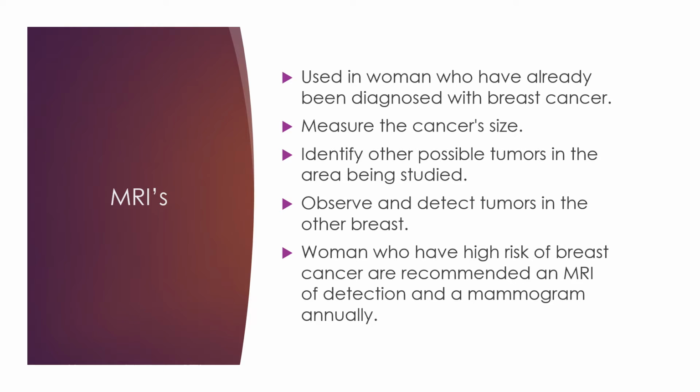Another type of detection form is MRIs. These are used in women who have already been diagnosed with breast cancer. MRIs measure the cancer size, and they can identify other possible tumors in the area being studied. One of the advantages of MRIs over mammograms is that MRIs can take a picture of both breasts at the same time. Now, MRIs can observe and detect tumors in the other breast.